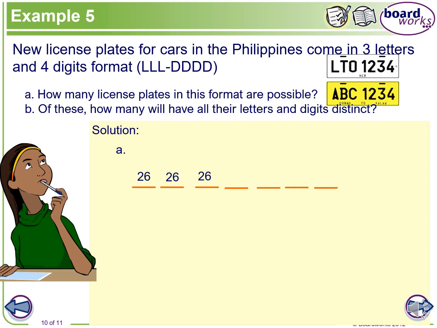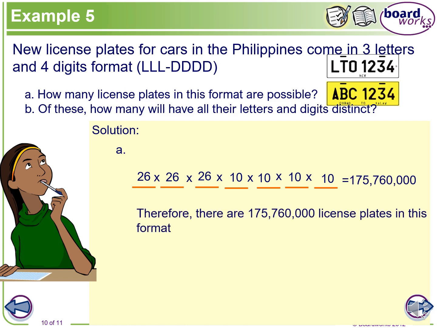Now let's go to the digits. How many digits can we choose from? We have 10. Why 10? From 0 to 9, we have 10 in total, okay? The same with the second, the third, and the fourth digit. So there are all 10 choices. So using the fundamental counting principle, we will just multiply all of those, and that is equal to 175,760,000 possible ways. Therefore, there are 175,760,000 license plates in this format.